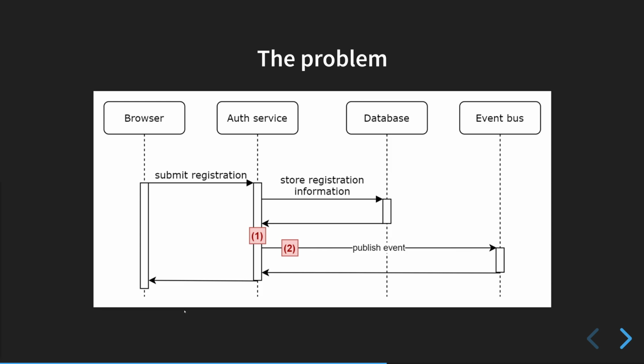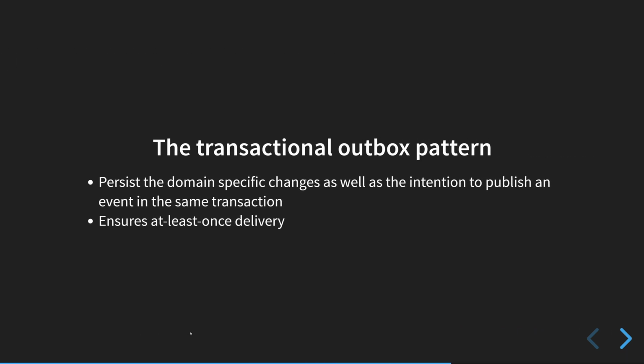So enter the transactional outbox pattern. The gist of this pattern is to persist the domain-specific changes, so in this case persist that the user was registered, as well as the intention to publish the event in the same transaction, with the goal of ensuring at least once delivery. So not only will we store in the database that the user was registered, but we will also store in the database, to make it a transaction, that we want to publish an event with that information.